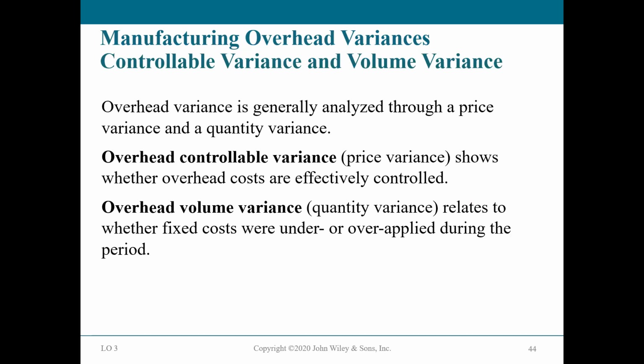Now, typically you want to analyze it through a price and quantity variance. So the price variance looks at the controllable variance and how effective you were in controlling those overhead costs. The overhead volume variance relates to whether fixed costs were under or over applied during the period. So based on your actual production, were they charged appropriately?